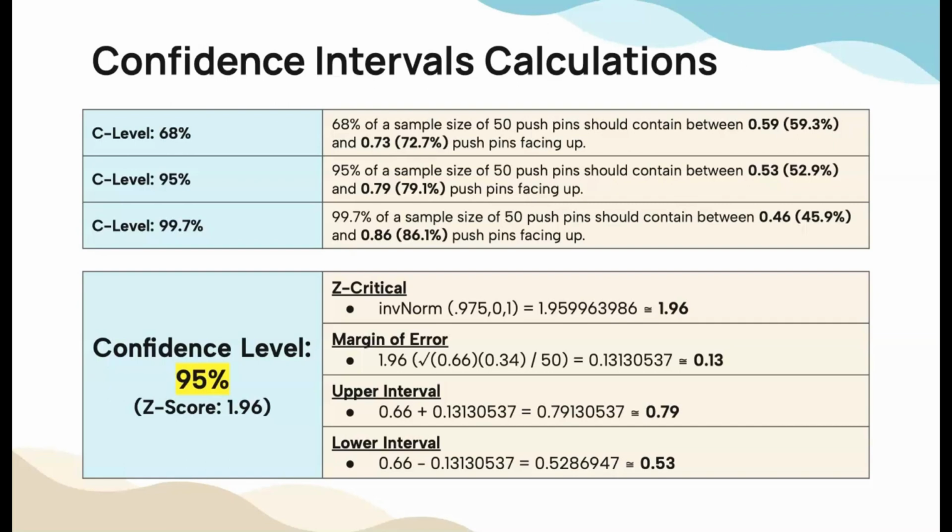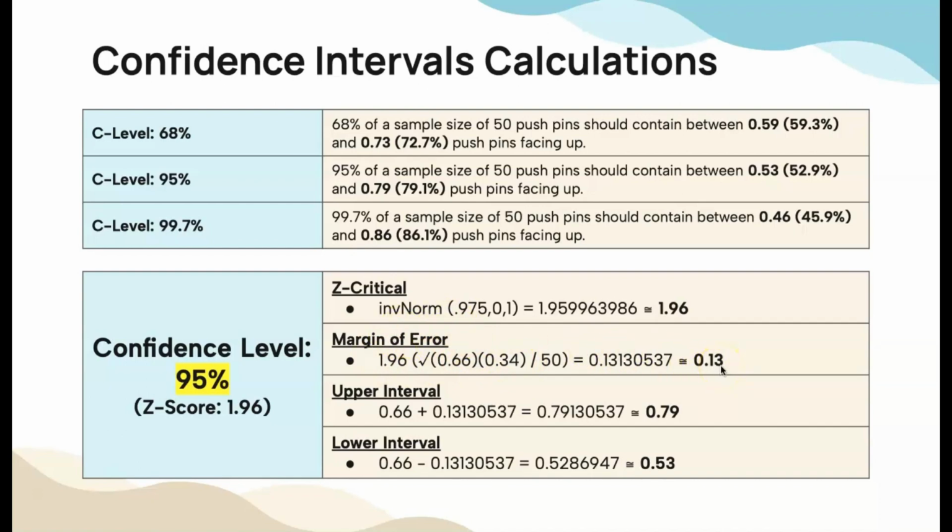So in order to solve for the confidence level of 95%, the first thing that we had to do was identify our z-critical. In order to do so, we used the formula of invNorm and inputted the values on the side in order to give us approximately 1.96. We then took this information and multiplied it with our standard deviation in order to solve for our margin of error, giving us approximately 0.13.